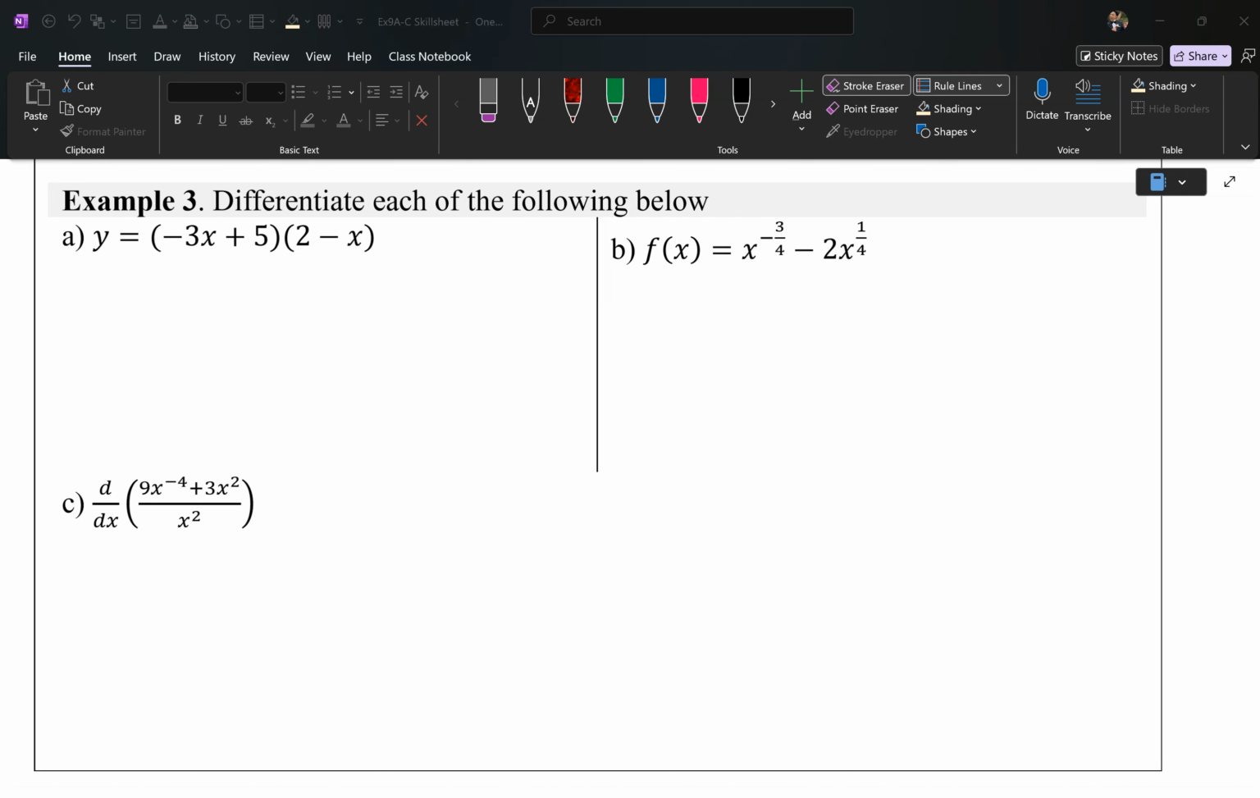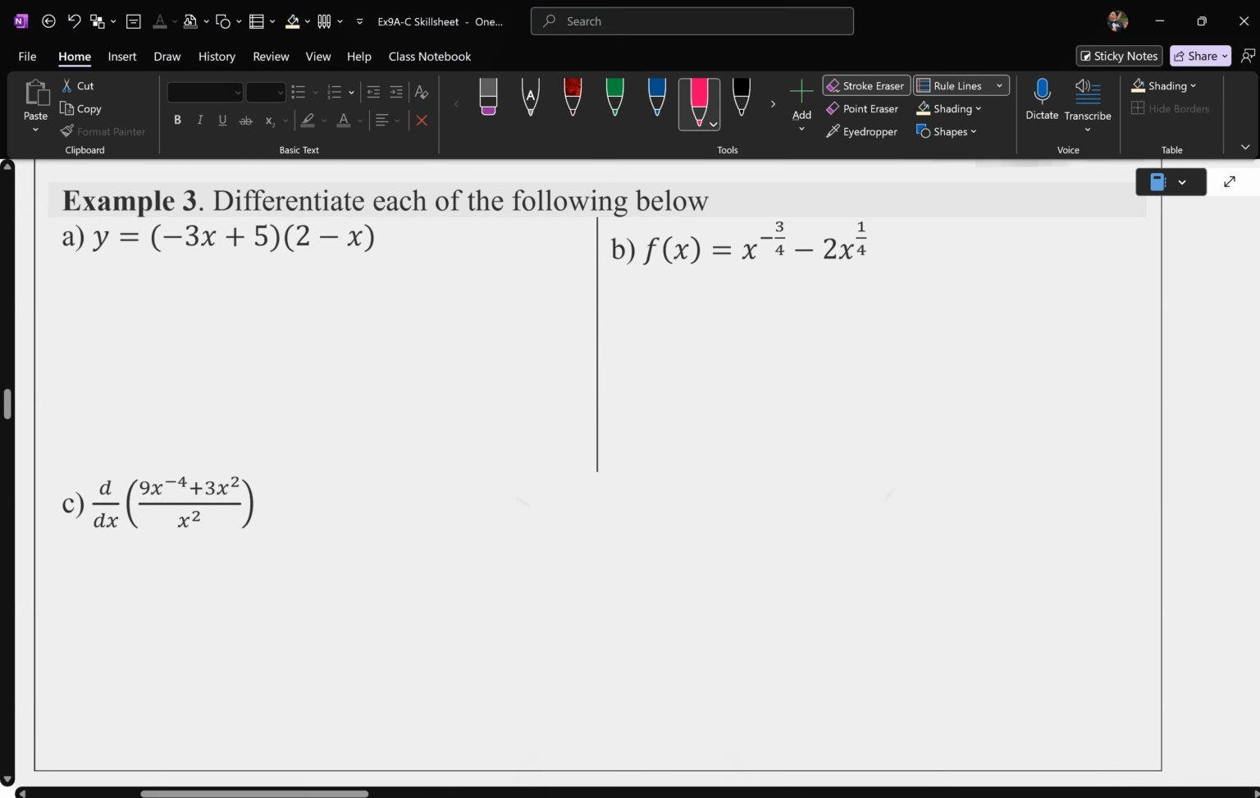Here we go. Exercise 9A-C, but mainly 9C. Power rule. Let's see if you remember power rule, just where we left off from last session before the bell went.